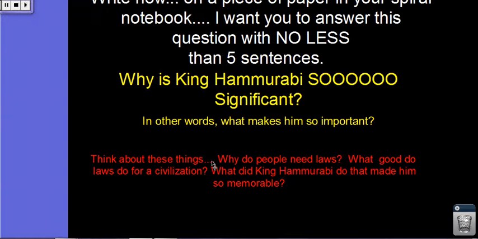Think about it. Why do people need laws? What good do laws do for a civilization? What did King Hammurabi do that made him so memorable? Was he fair? Was he just? Was he not fair? Did he truly try to protect the innocent? Tell me why Hammurabi is so important. Why do we need to know about him? What's been passed down to us that makes him so memorable? All right, you can pause the video here if you need to go ahead and answer that question, and then you can start it back up when you're ready.